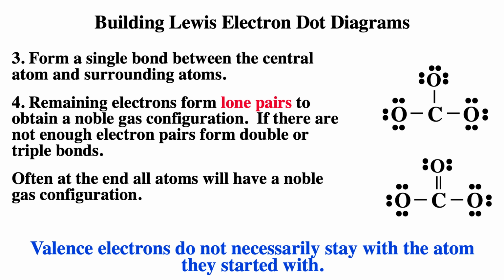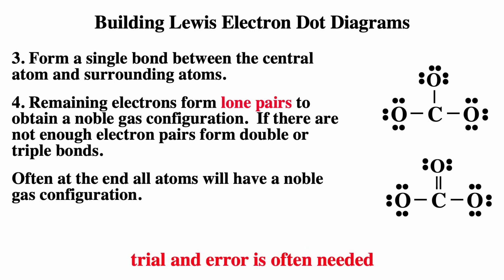And so if you don't have enough electrons to give everything a noble gas configuration, you can try a double or triple bond. If we take this pair of electrons and make a double bond here, like this, now each oxygen again sees 8: 2, 4, 6, 8. So each oxygen still is happy with noble gas. Now the carbon sees 2, 4, 6, 8. Carbon also sees noble gas configuration. And so if you're not sure what to do, just try something. If you don't get it right, then you change it. Remember, trial and error is often needed.